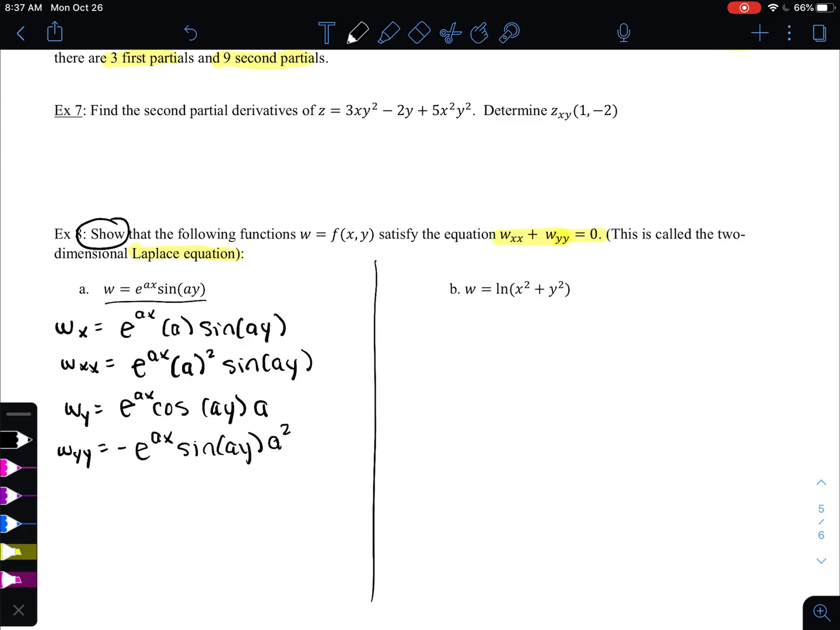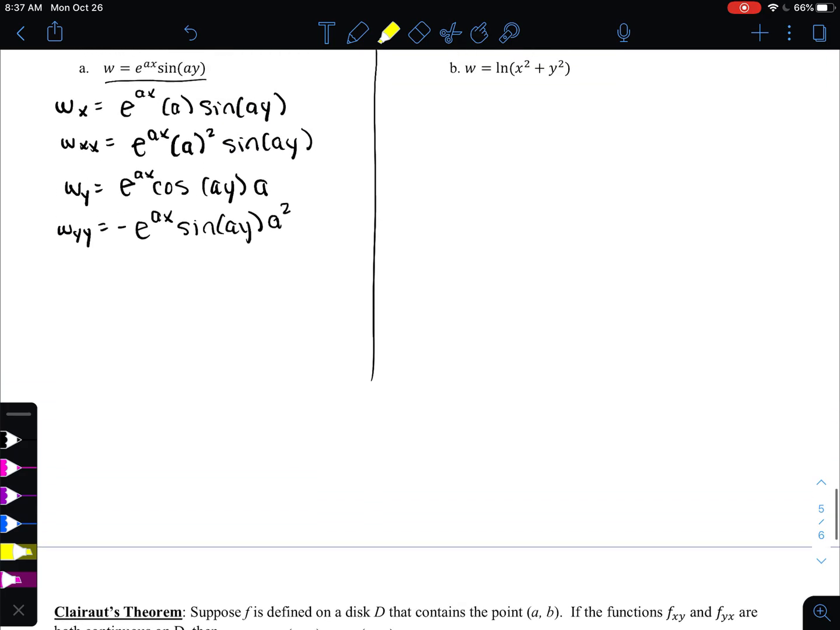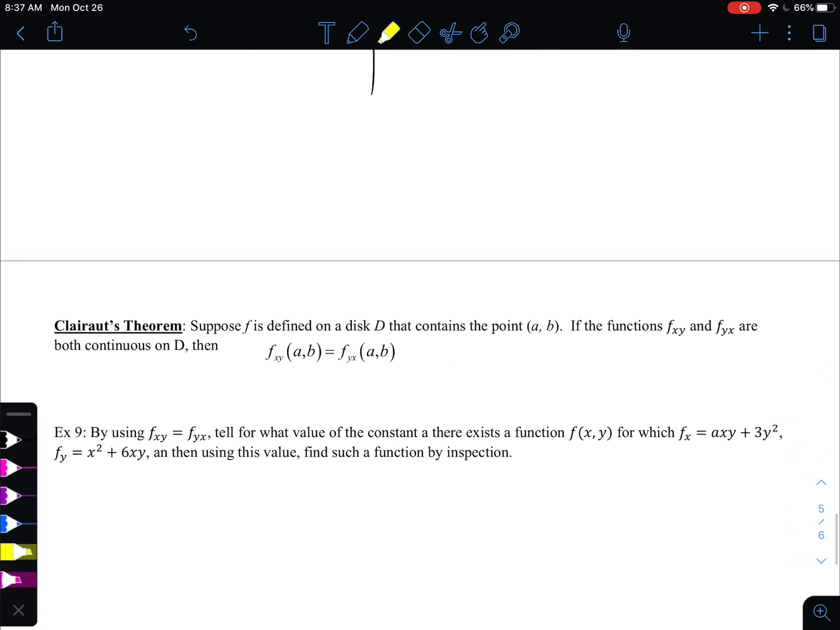The last little theorem here at the end is Clairaut's theorem, and I wanted to clarify a couple of things. And this is about the mixed partials. So for a Laplacian equation, it's about the single variable second partials. For Clairaut's theorem, we're talking about the mixed partials, the fxy, fyx. Now, the most important thing for Clairaut's theorem is that these 2 second partials are both continuous on the domain. Okay, and by the domain, I mean a little disk D.